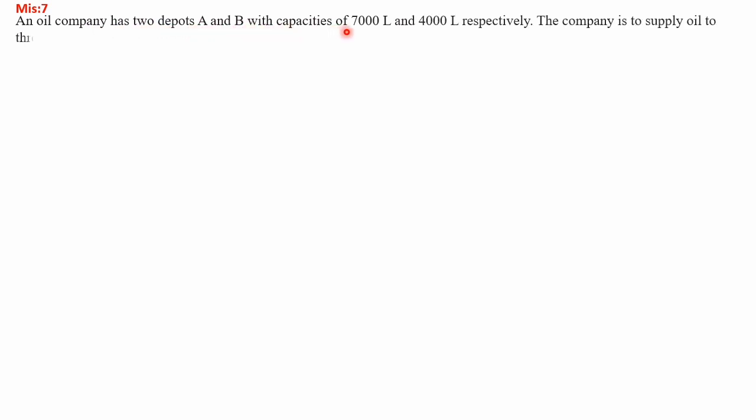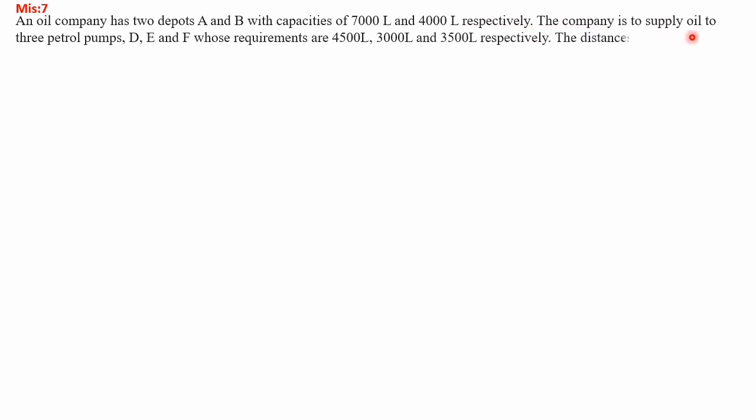Now move on to question number 7 from the miscellaneous exercise. An oil company has two depots A and B with capacities of 7,000 liters and 4,000 liters respectively. The company is to supply oil to 3 petrol pumps D, E and F whose requirements are 4,500 liters, 3,000 liters and 3,500 liters respectively. The distances in kilometers between the depots and the petrol pumps are given in the following table.